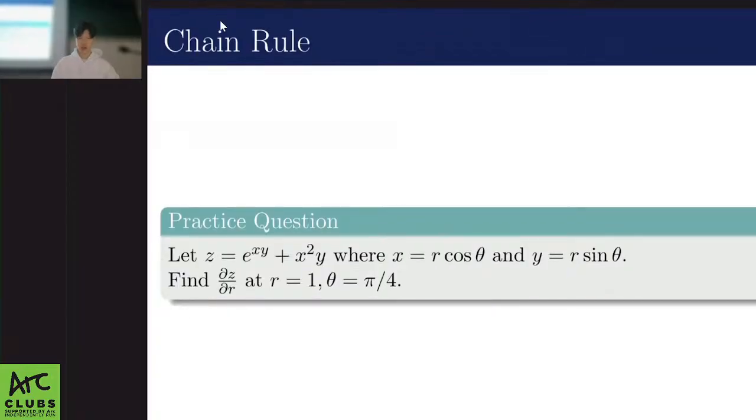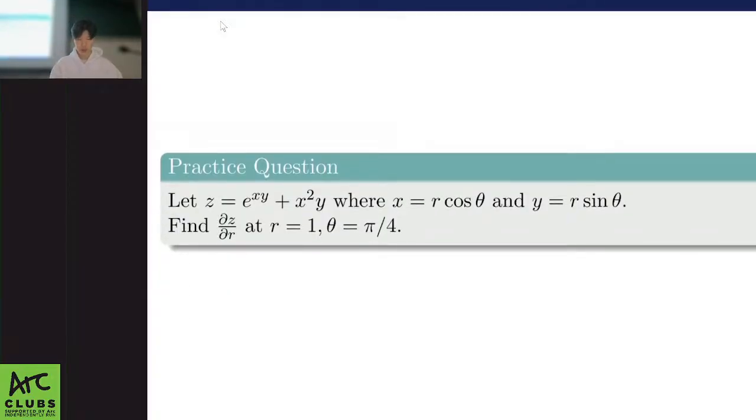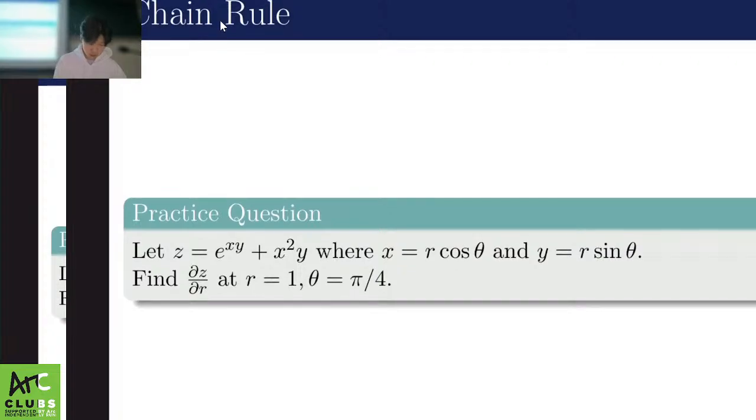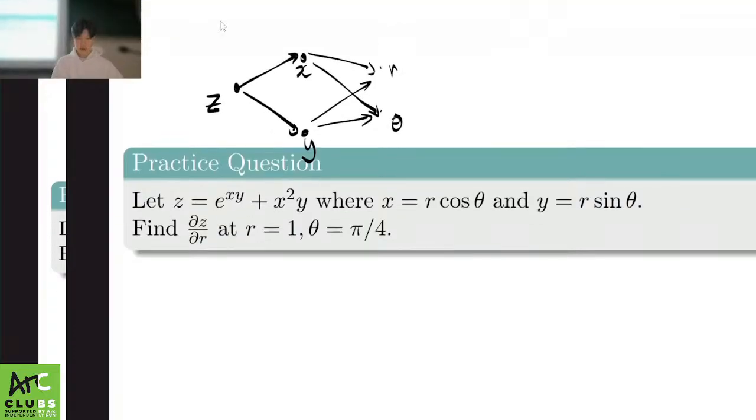Alright, now let's have a look at a practice question. So we're given z is a function of x and y. x is given by r cos theta, y is given by r sin theta, and we want to find partial z with respect to r. So I don't know the chain rule, so I want to draw a graph first. So I know z is going to split off into x and y, and I know x and y, they're both going to go to r and theta.